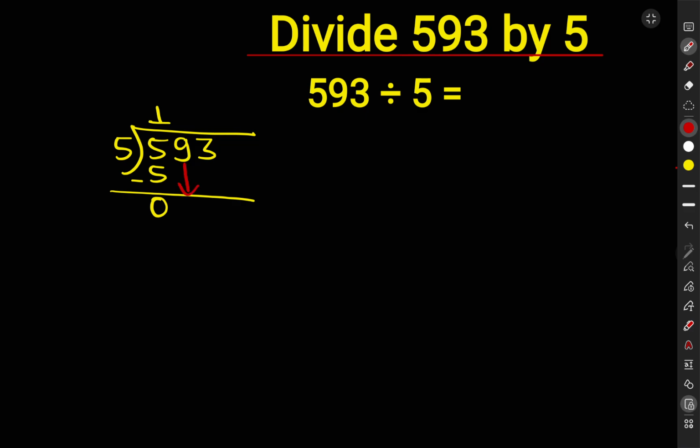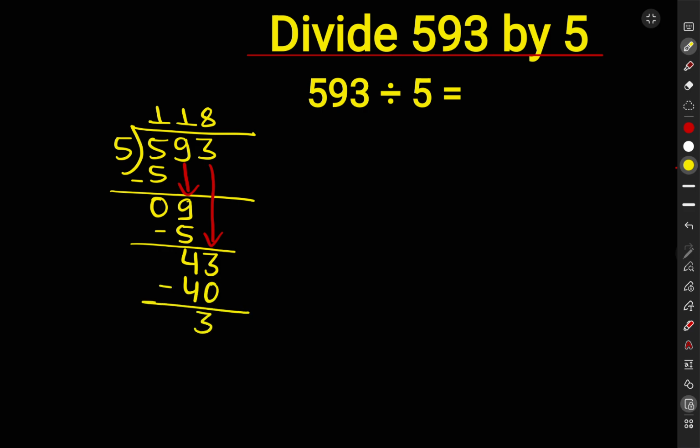So now we put down this 9, and 5 times 1 is 5. On subtracting, we get 4. So again we put down this 3 and it is 43. 5 times 8 is 40. On subtracting, we get 3.